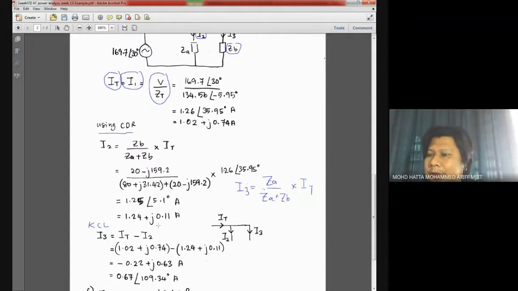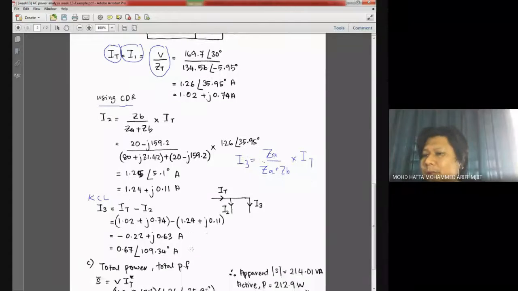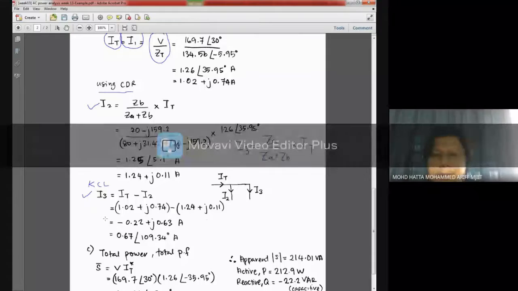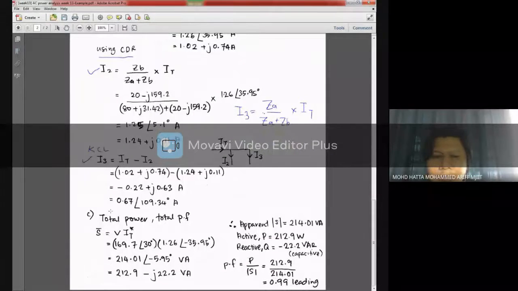But in my solution, I think it is better to use KCL, because I just subtract the current that I found earlier, which is I2, from the total current. So that's for the value of I2 and I3. We solve part B. And the last one is the total power.